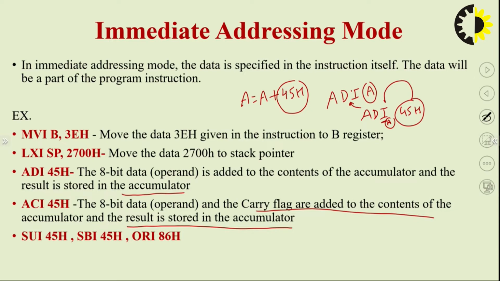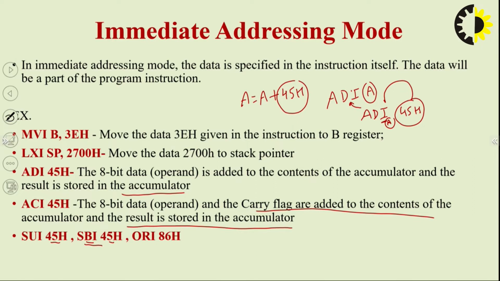We are subtracting the contents of 45H with the accumulator. Okay, SBI means we are subtracting the contents 45H with the accumulator, with borrow. Similarly, here C means with carry, here B means with borrow. In the subtraction case, we are talking about the borrow.